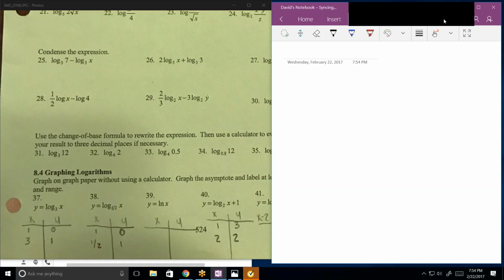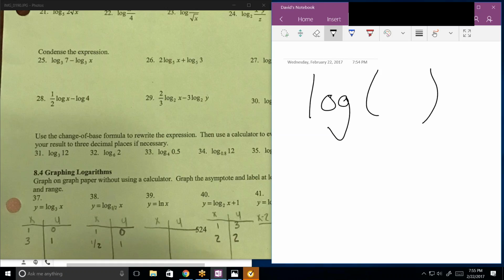Okay, how about 28? So 28 would be subtraction. So we would do log base 10, parentheses, 1/2 minus 4x. No, because... Okay, do it one step at a time. We're subtracting two logs.